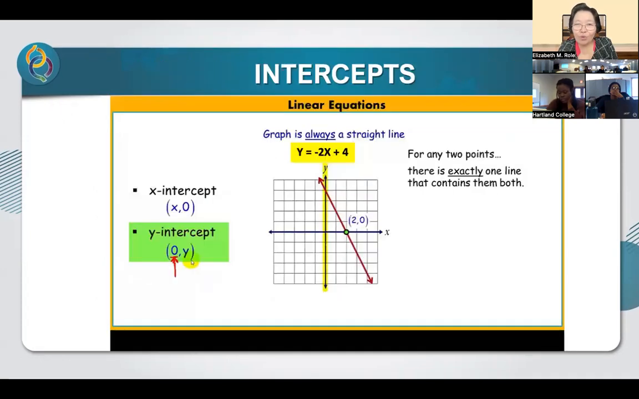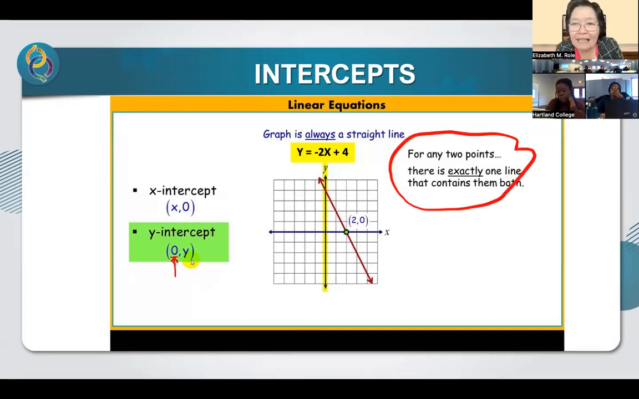And according to geometry, it's not necessary to have so many points to draw a line. As long as you have 2 points, there will always be one line that contains both points. All right. So for any 2 points, there is exactly one line that contains them both.